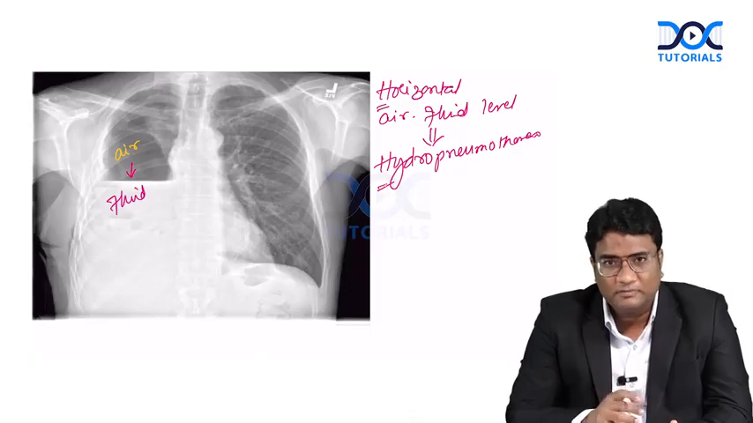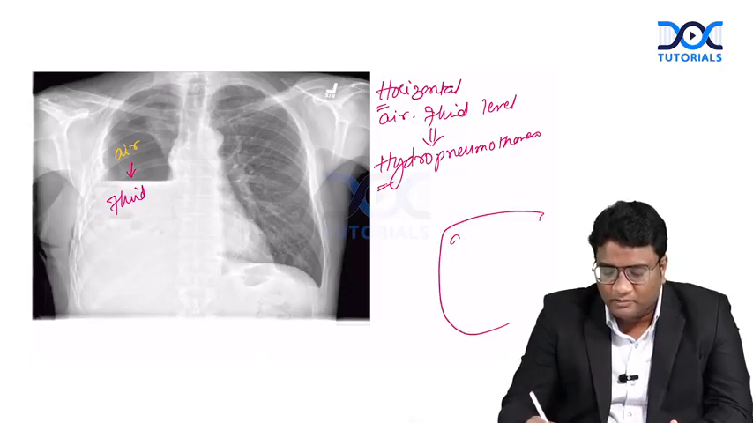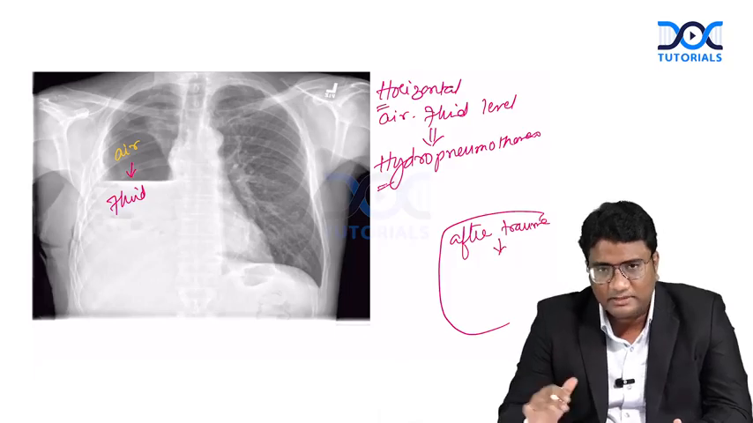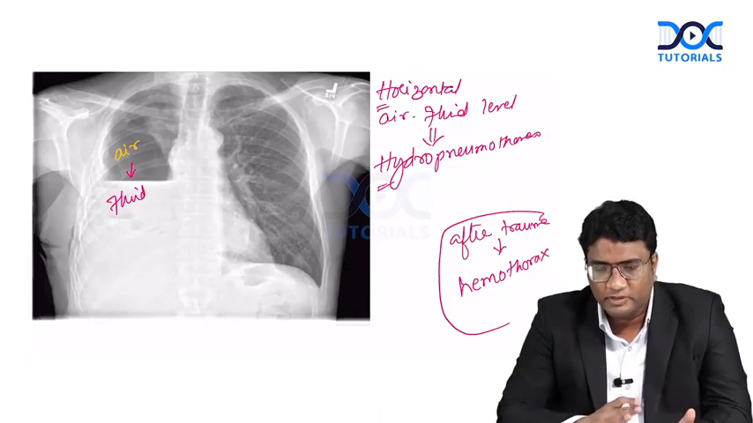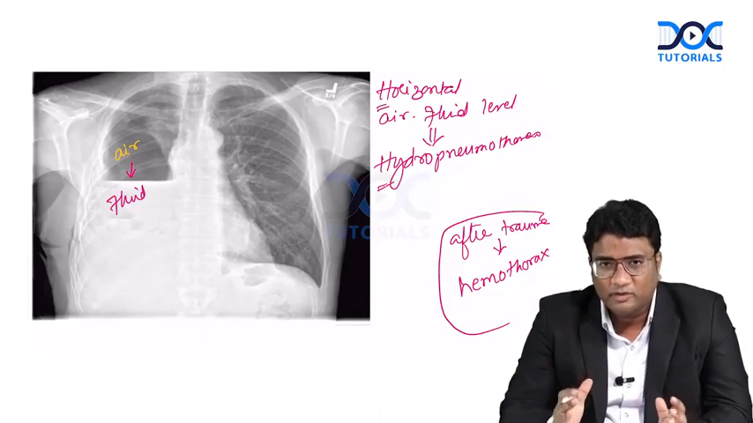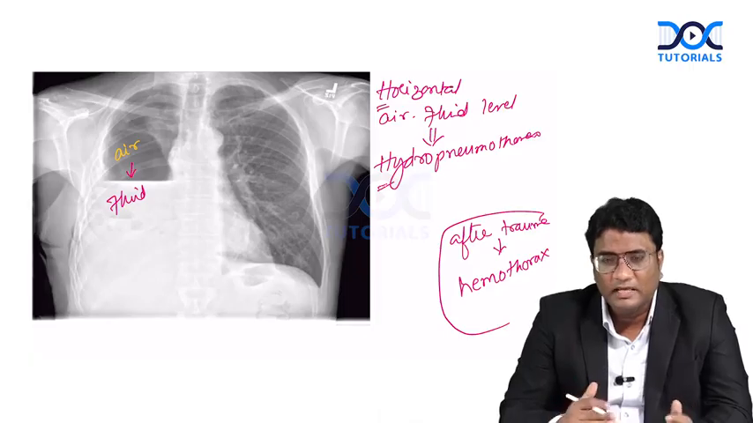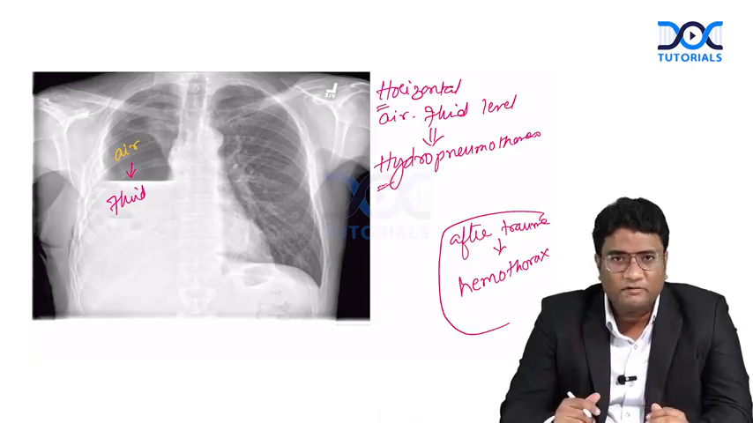And if you see collections in the pleura after trauma, a stab injury or a road traffic accident, and you are seeing collections in the hemithorax, also think of hemothorax in your patients. So please remember, pleural effusion would show you a meniscus sign, a hydropneumothorax will show you a horizontal air fluid level, and if it is associated with trauma, think of hemothorax also.